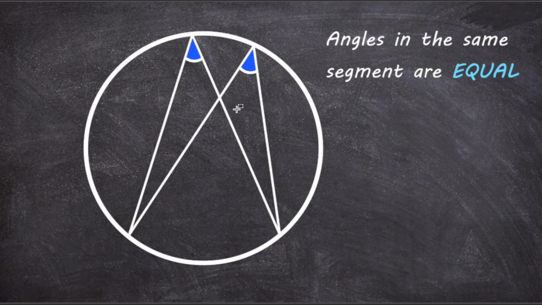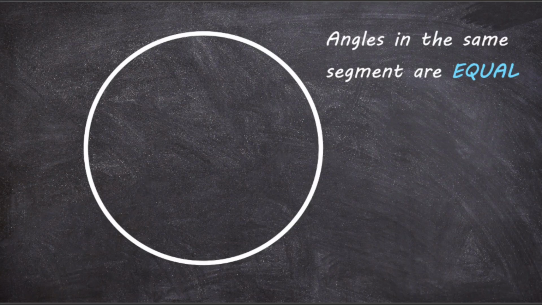But before we get into why this statement must be true, we need to clarify what we mean by angles in the same segment. Now let's draw a chord between any 2 points on the circumference. Now the circle is divided into two segments. We have the top segment and the bottom segment. Let's take the upper segment of the two.